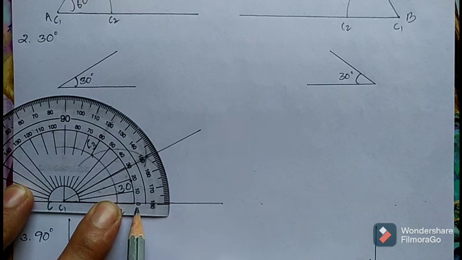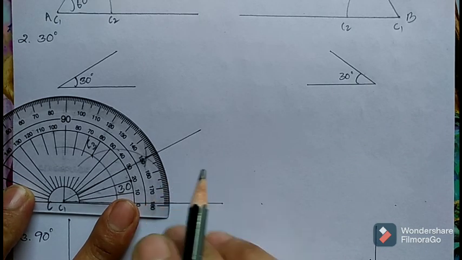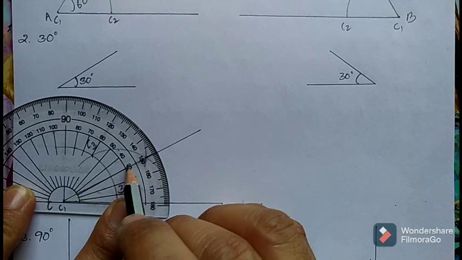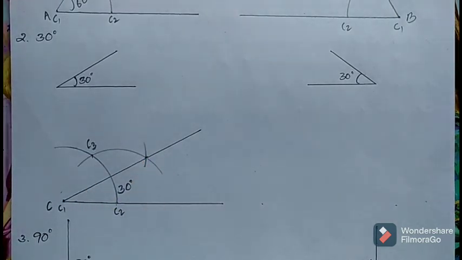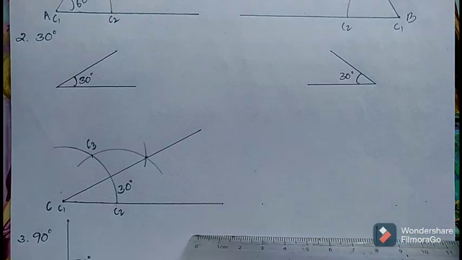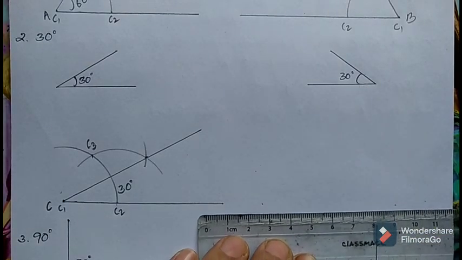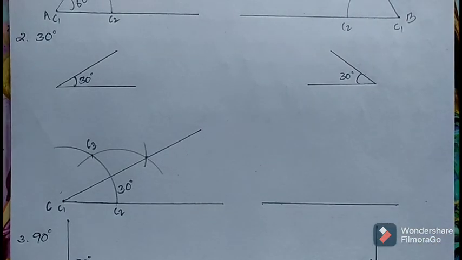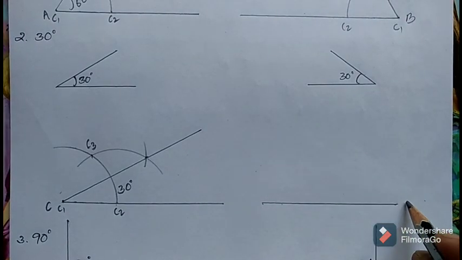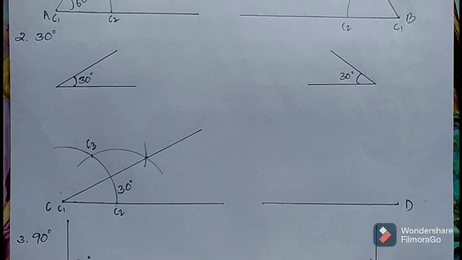Here one arm is the 0 line, and you can see the second arm is at the 30 degree line. So this angle is 30 degree. Just like that, let's construct another 30 degree in this direction. For that too, we need an arm. Let's say we want to construct it now at this point D. So for that we do the same thing.